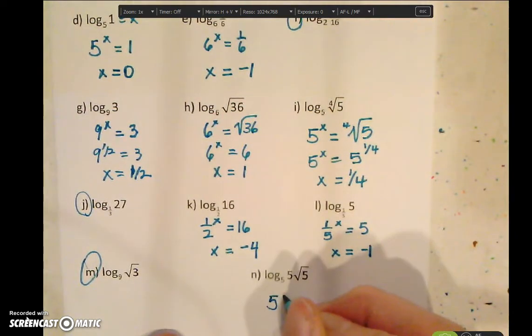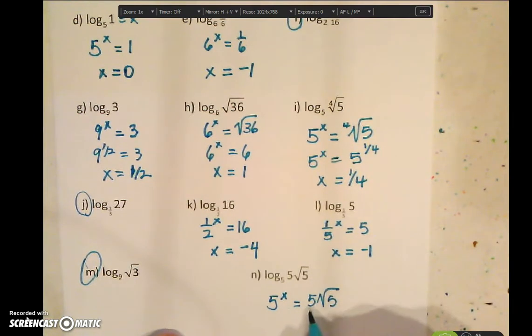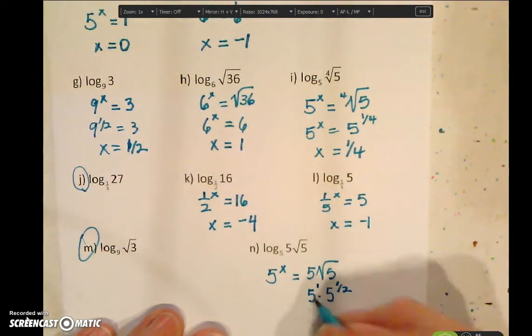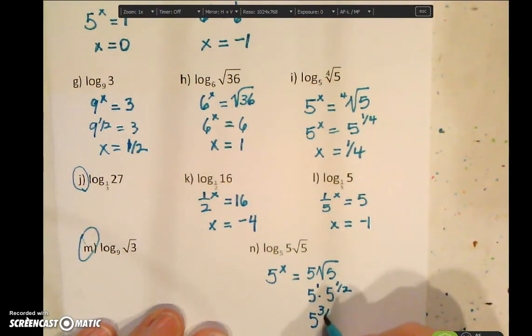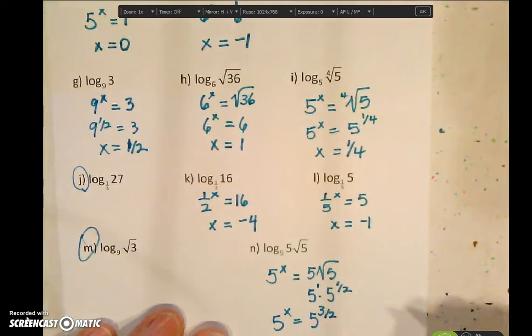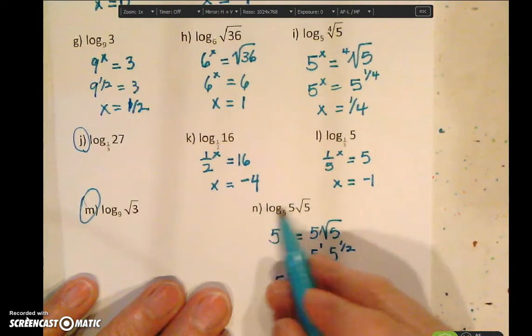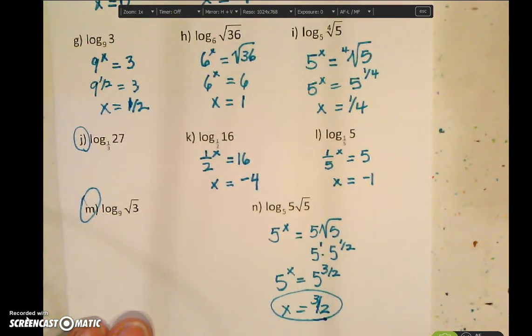So I'm going to have 5 to the x power is equal to 5 root 5. Now this gets kind of hard right here. It's like I have a 5 times 5 to the 1/2 power. So when I have that, this is an understood 1, I'm going to add my exponents. So I have 1 plus 1/2, which is 3/2. So 5 to the x is equal to 5 to the 3/2. So x is equal to 3/2. So the log of 5 root 5 is 3/2. So you try the ones that I circled and see how you do next class.